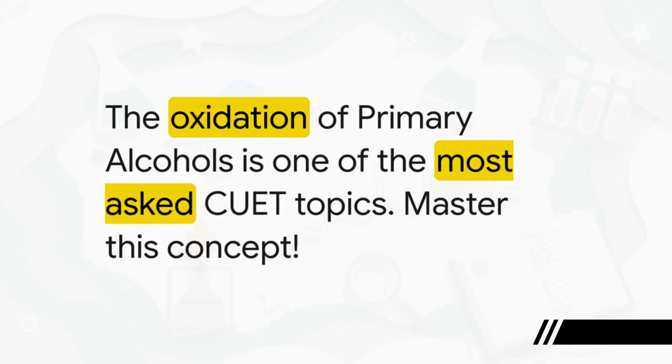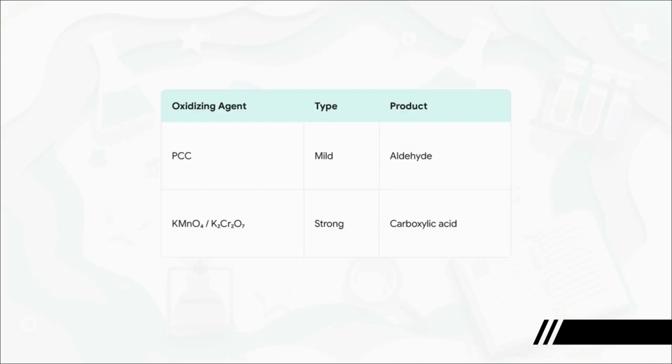The oxidation of primary alcohols is, without a doubt, one of the most tested topics in the entire chemistry syllabus. Let's make sure you don't lose a single mark on this. The whole secret to oxidation is the reagent you use. The final product depends completely on whether the agent is mild or strong.